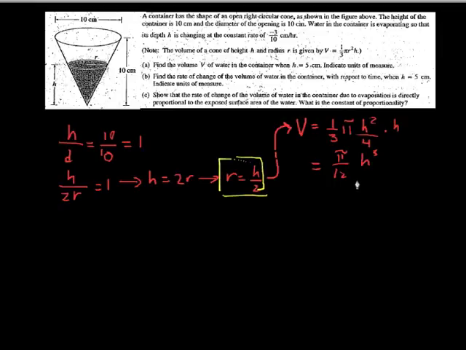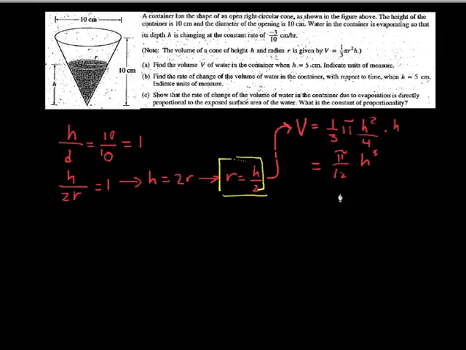So we're going to rewrite our volume formula just in terms of h. This is 1/3 pi r squared times h. So r squared is going to be h squared over 4 times h. So this is 1/3 pi. Let's make sure we have this right. This is pi over 12 times h cubed.